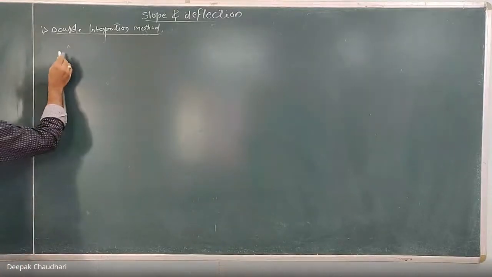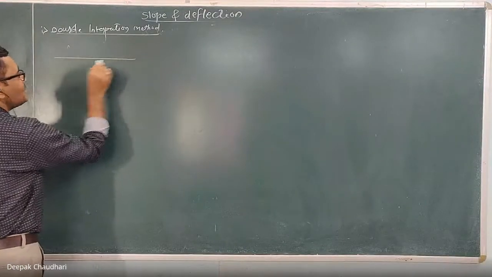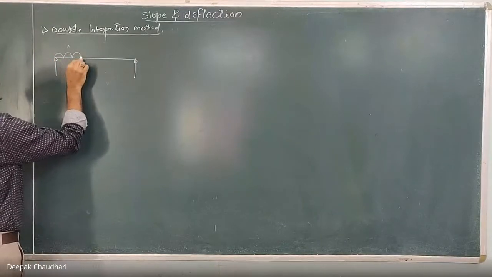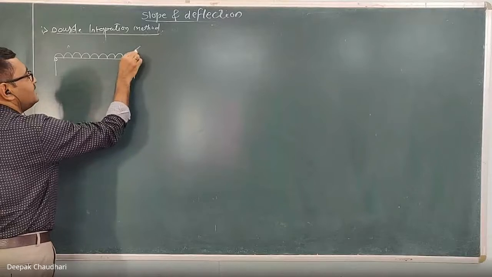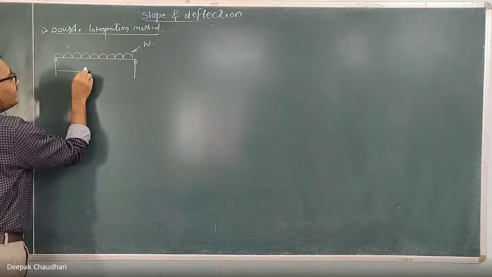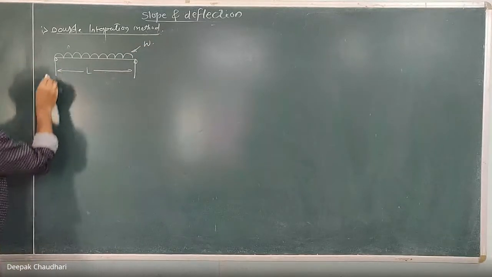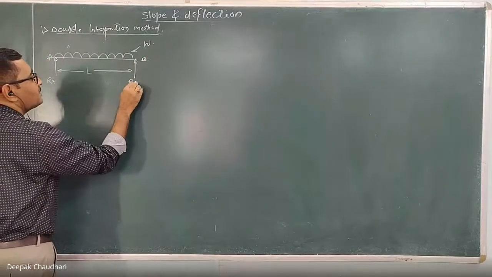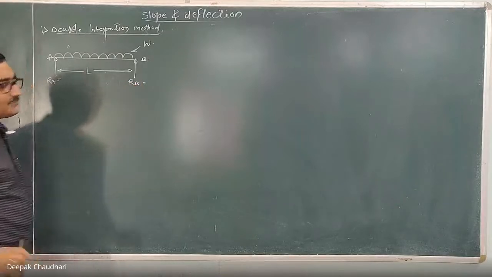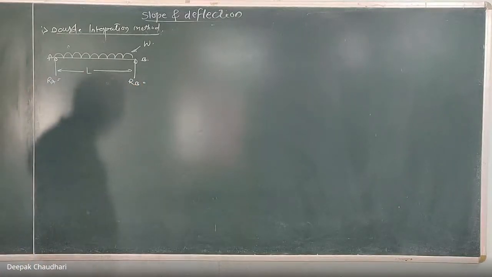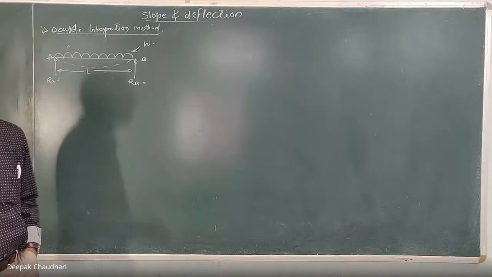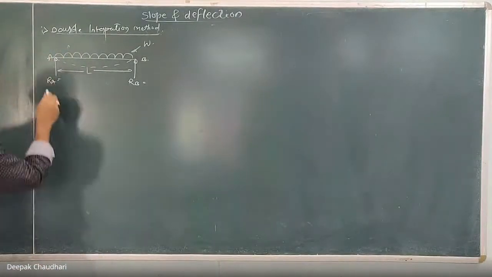Let's consider a simply supported beam carrying the UDL over the entire span. The intensity of the UDL is W and let the span be L. This point is A, this point is B. Here this is RA, this is RB. For this beam, we have to calculate the slope and deflection. We have to calculate the maximum deflection. Because of this load, it will deflect like this. So we have to calculate the maximum deflection as well as the slope.